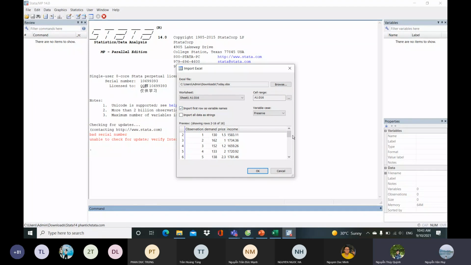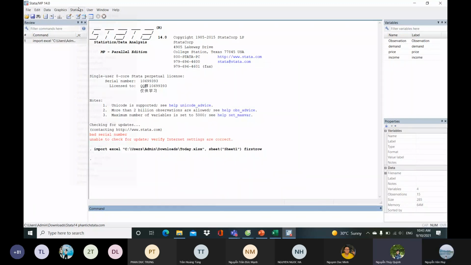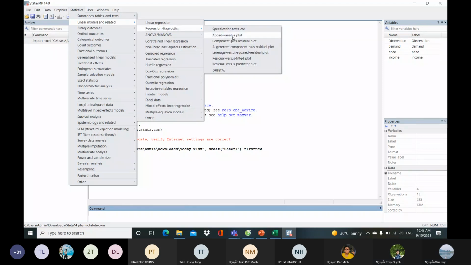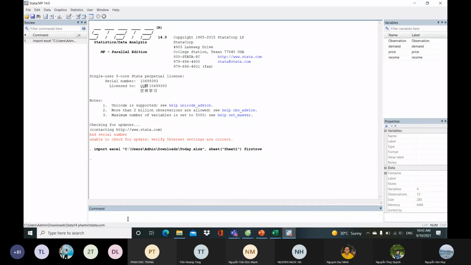Regression. I can start. The first dependent variable here is.